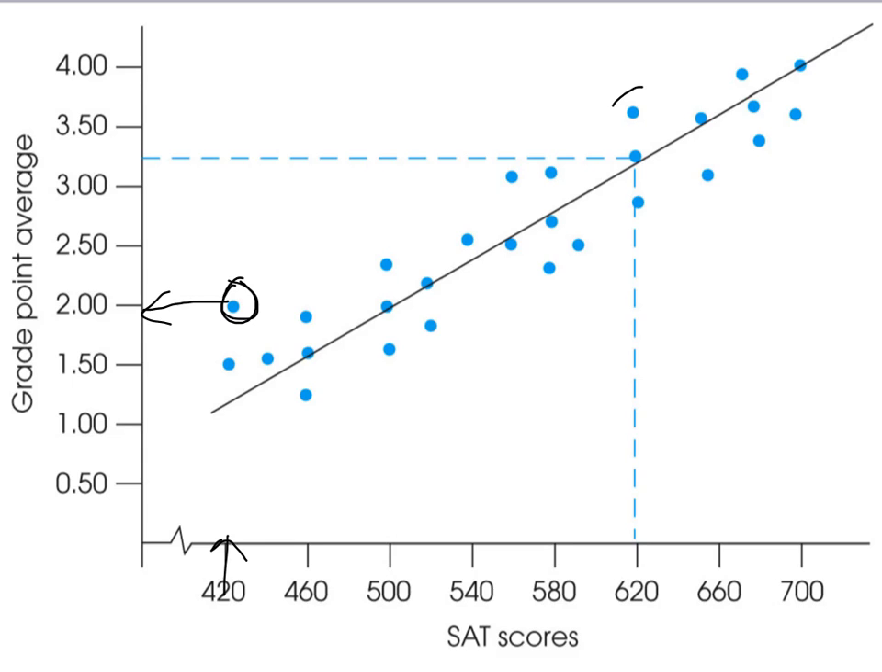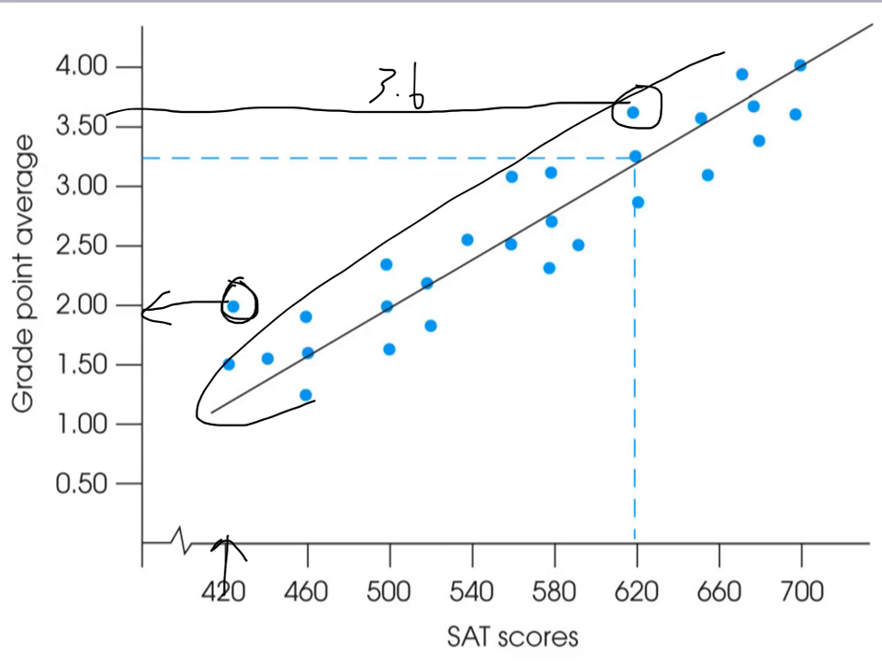This person here scored about a 620 on the SAT and got a grade point average of around 3.6. So each one of these points represents a person's pair of scores. They don't form a perfect straight line, but when we draw the boundaries of the scatter plot of the points, it resembles pretty closely a straight line. A straight line seems to be the best fit for all those points. So we're calling this regression line, this line right here, the line of best fit.